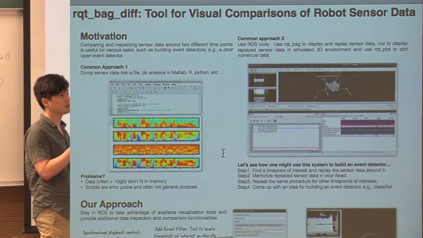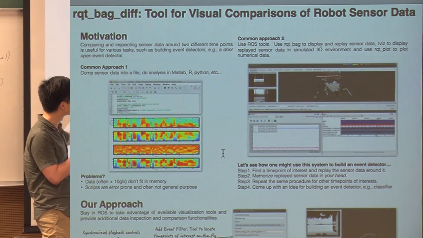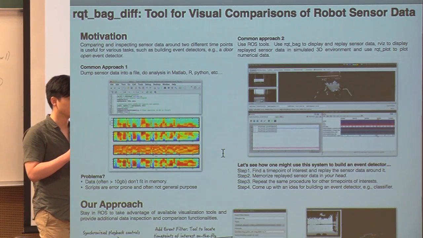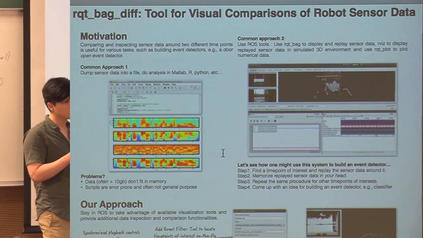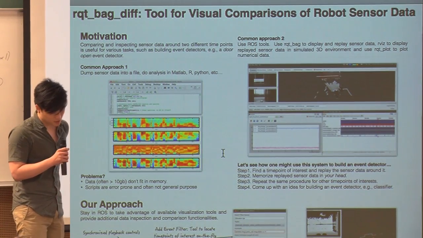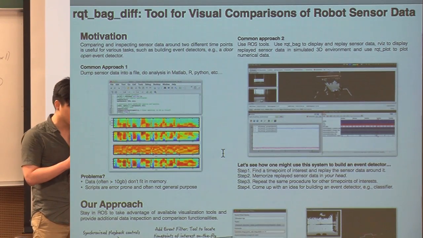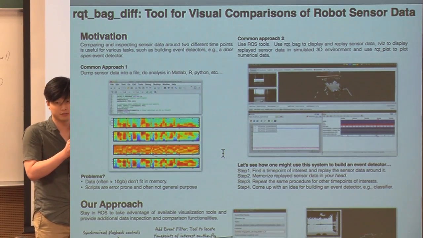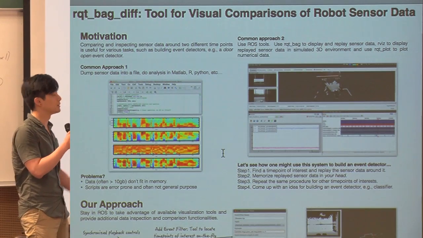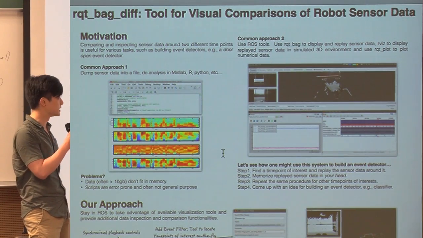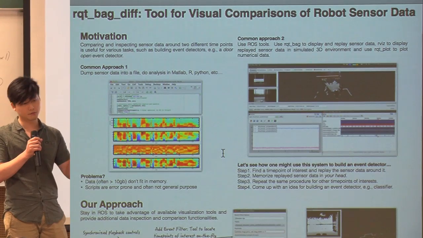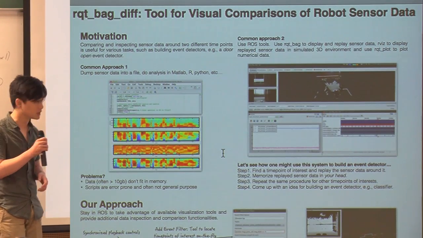So the conventional way that people usually do is just dump all the data in MATLAB and then load it from there, and then try analyzing using MATLAB visualization. Similarly for Python and so on. It's a bit difficult when you have like 10 gigabytes of data. So RQT ROS bag is really nice because it reads the bag file in real time, and it's not worrying about the memory.